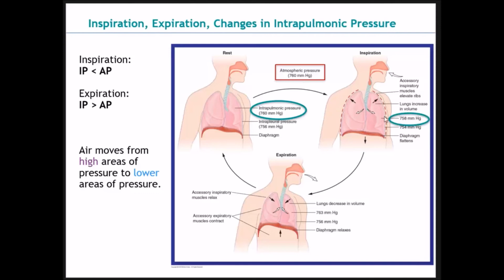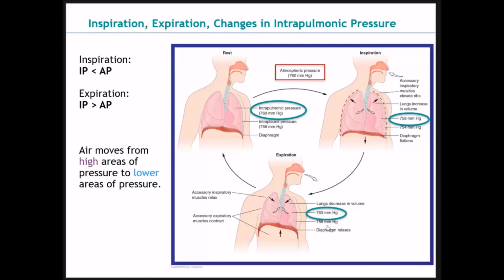So with inspiration, we have a decrease in interpulmonary pressure. So the pressure in the lungs has decreased from 760 to 758 millimeters of mercury. Always keep in mind the atmospheric pressure at sea level is always 760. So now that the pressure in the atmosphere is greater than it is in our lungs, we're going to inspire. The air is going to move into our lungs.